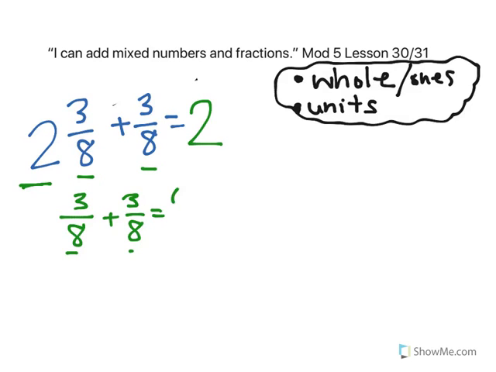3 plus 3 is 6. My denominator stays the same. So 6/8. I can add that here. So 2 3/8 plus 3/8 is 2, because we want to leave the units the same. So 2 plus nothing is still going to be 2. And then 3/8 plus 3/8, those are the same unit. They're both 8s, so I'm going to add those together. 3 plus 3 is 6, 2 6/8.